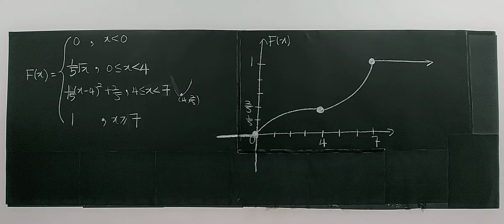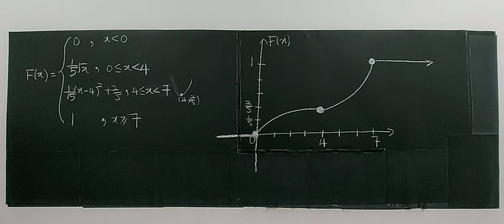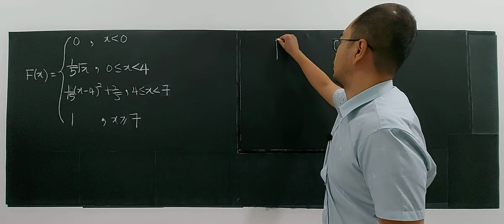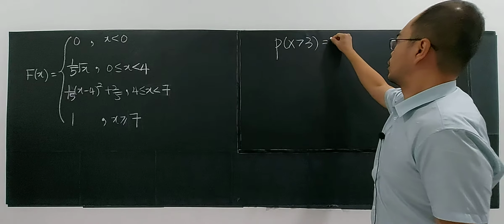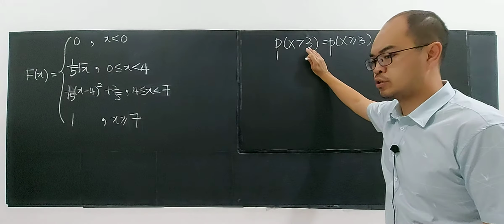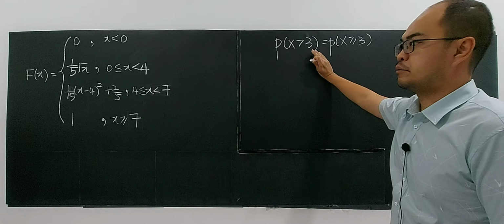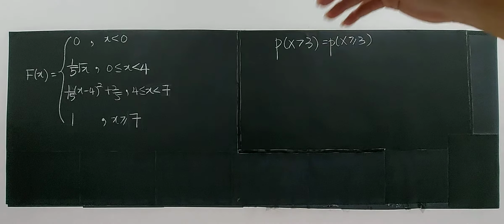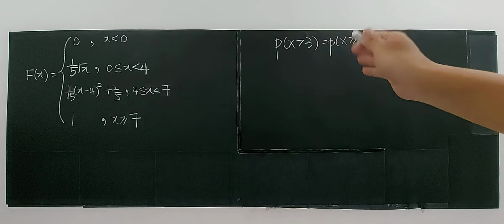I also want to teach how to find the probability by using the cumulative. Let's say the question asks you to find the probability of x greater than 3. Greater than 3 or greater or equal to 3 have the same value here because this is a continuous random variable. For a discrete random variable these two will be different, so watch my video about cumulative for discrete random variables. This is continuous, so equal or not equal, they are actually the same.